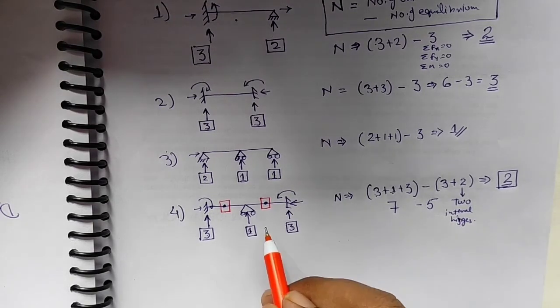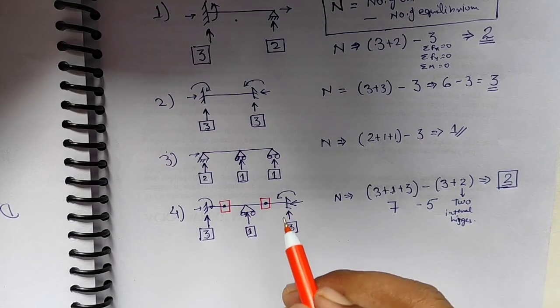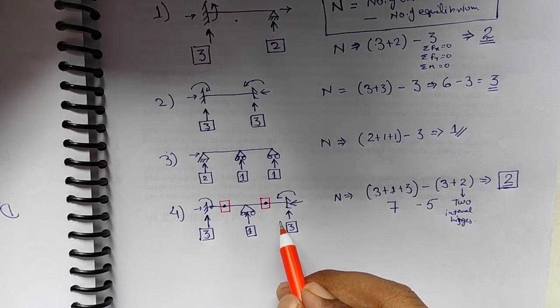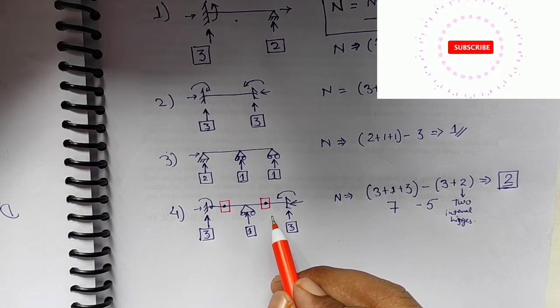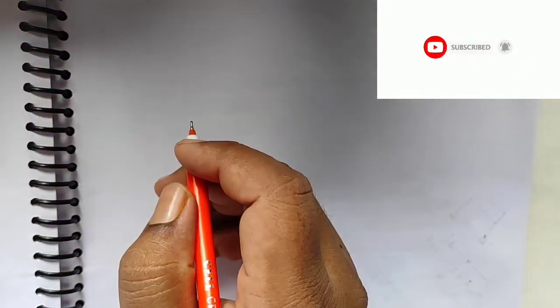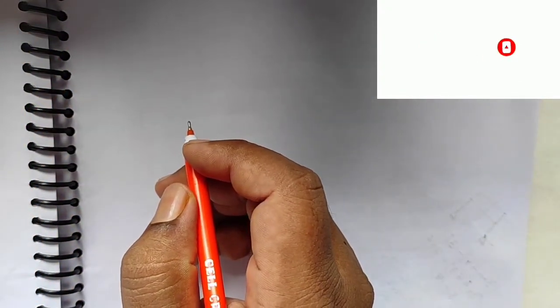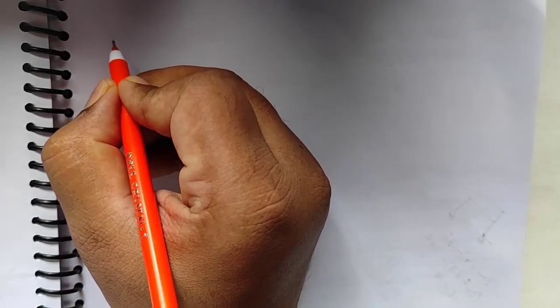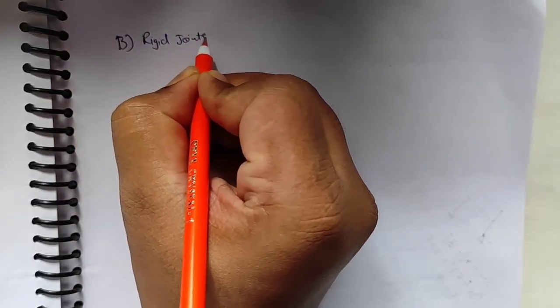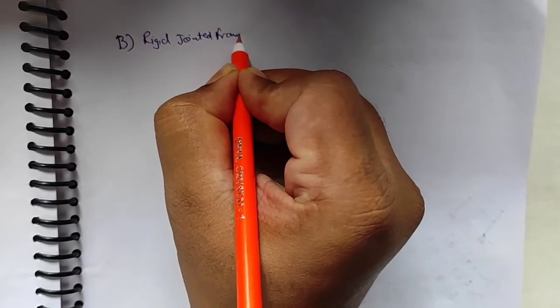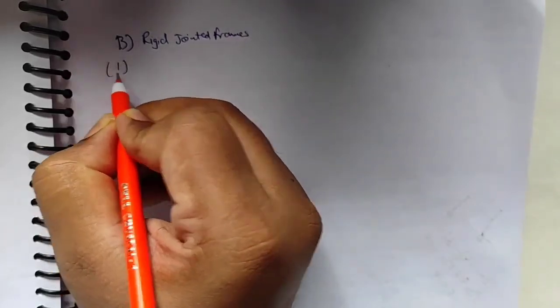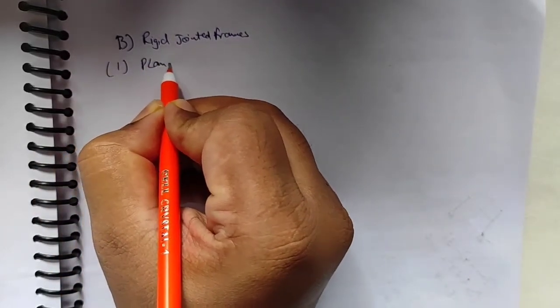So this question is much more important than the previous 3, as here it is a special case of internal hinges. After completion of the beams for degree of indeterminacy, now we'll solve for rigid jointed frames. That is, first we'll consider the plane frame.